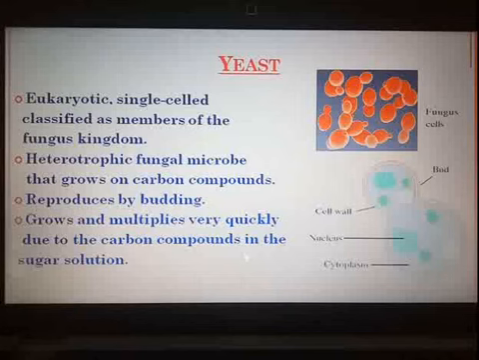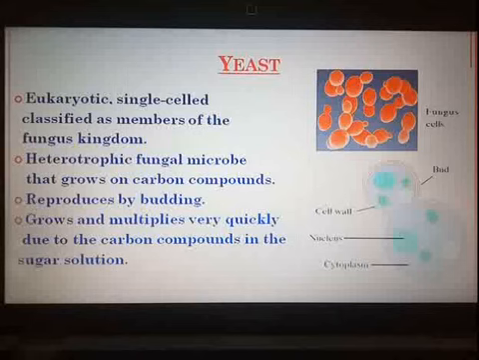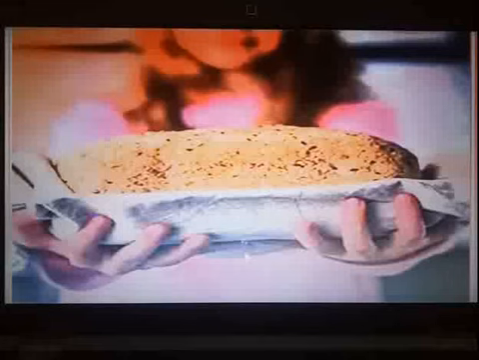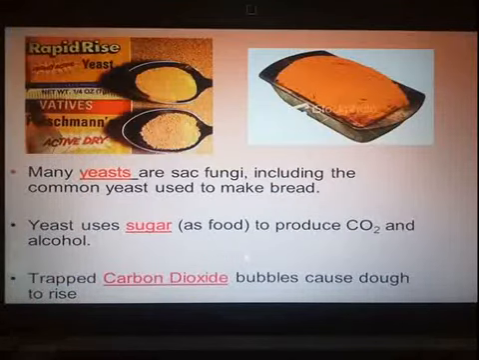So yeast also works by serving as one of the leavening agents in the process of fermentation, which is essential in the making of bread. You can see here, to make the bread soft and fluffy. Now this all you will not get in the textbook. All these pictures I have taken from the internet.